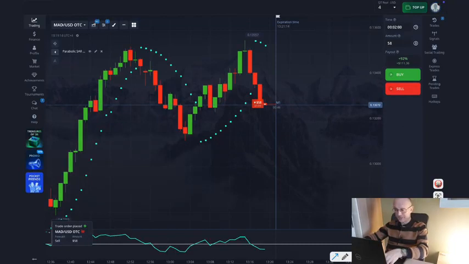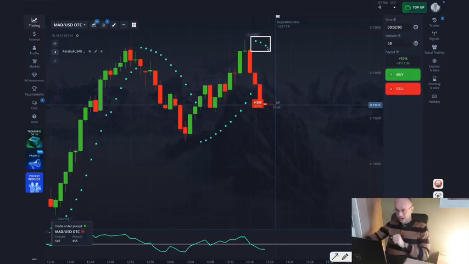Expiration is 2 minutes, and I'm opening a short trade for $58. Now, let's break it down step by step so that the trading logic is as clear as possible. First, let's pay attention to the parabolic SAR. 3 points have already formed above the candles on the chart, and this is an important moment. When the points line up like this, the market clearly shows that the previous movement is complete and the priority is shifted towards a decline. This is no longer a single reaction, but a formed direction.